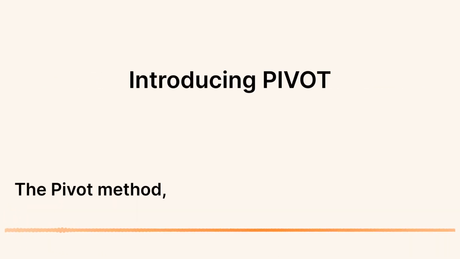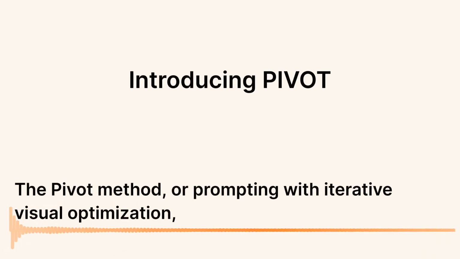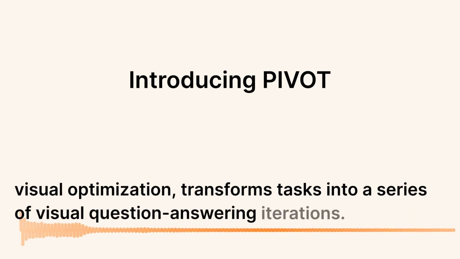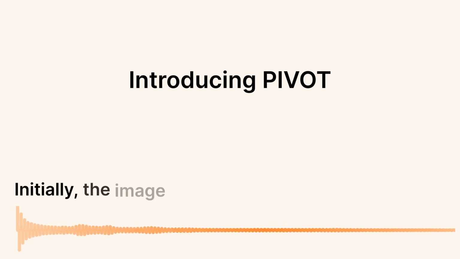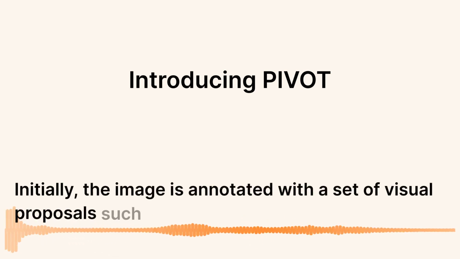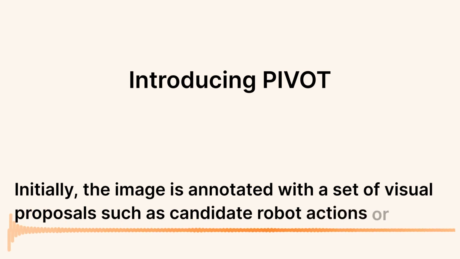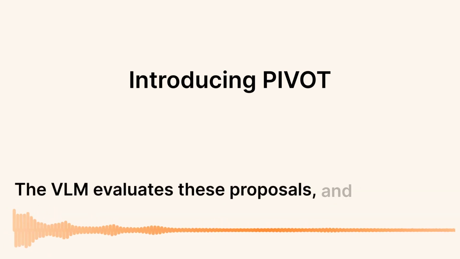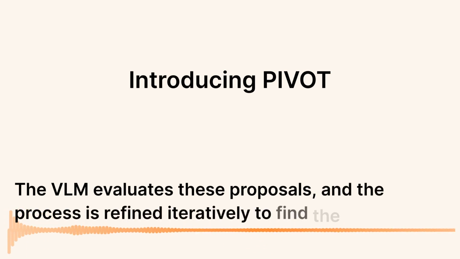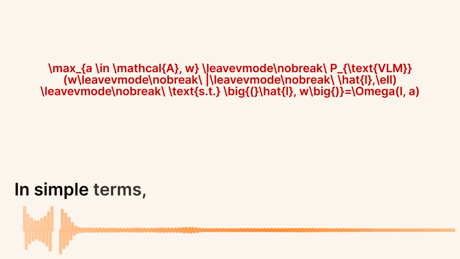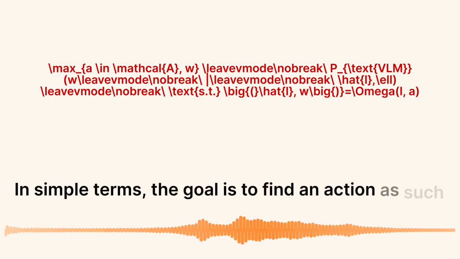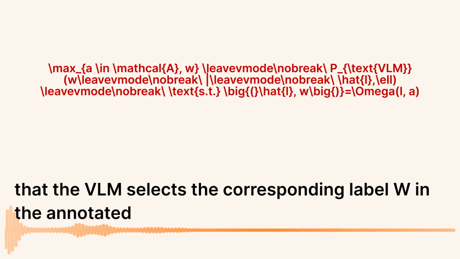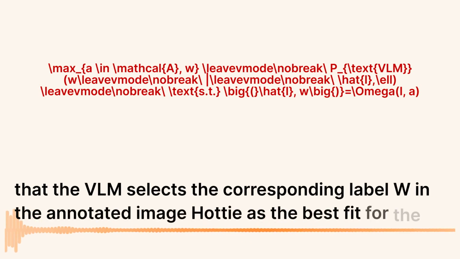The Pivot method, or prompting with iterative visual optimization, transforms tasks into a series of visual question-answering iterations. Initially, the image is annotated with a set of visual proposals such as candidate robot actions or trajectories. The VLM evaluates these proposals, and the process is refined iteratively to find the best answers. In simple terms, the goal is to find an action such that the VLM selects the corresponding label in the annotated image as the best fit for the task.